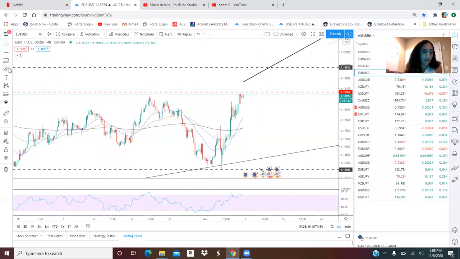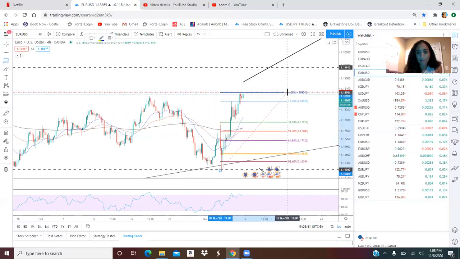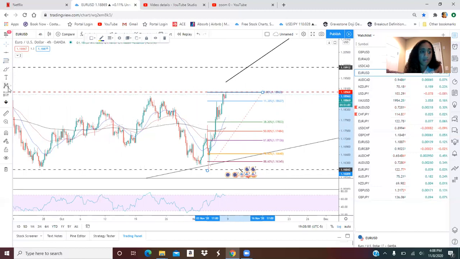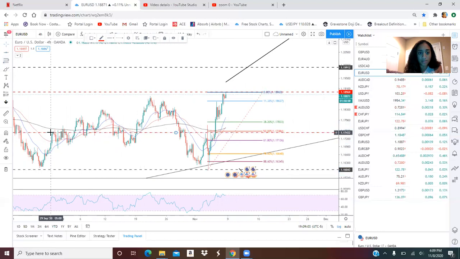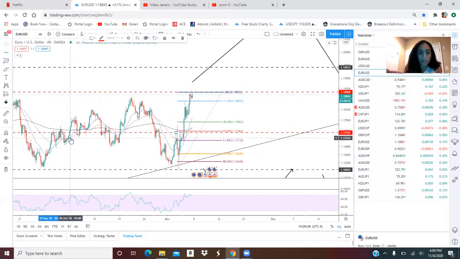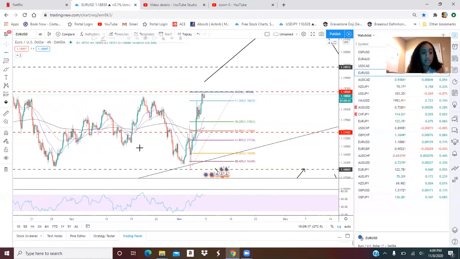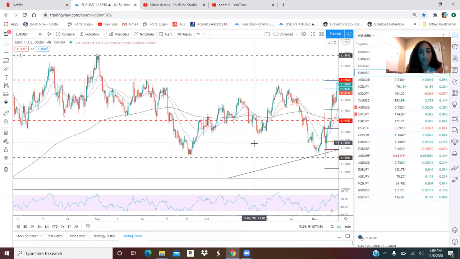comes back. Let's see. Let's get out the fib. Okay. So if price comes down to this level, the 50% zone, the golden zone, as you can see, it was resistance, support, resistance, support, kind of like this. This is an important structure. It's been support over here.